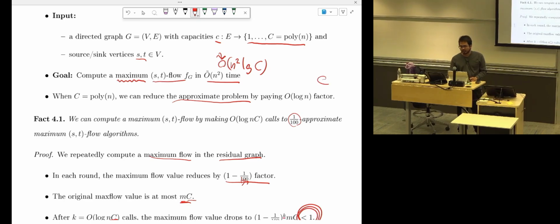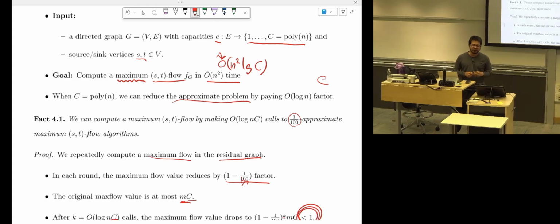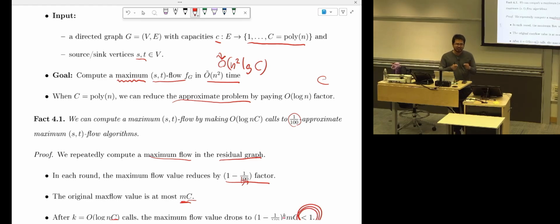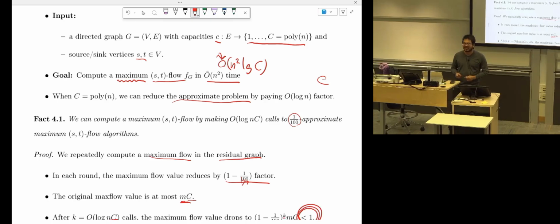But assuming that the capacity is exponentially big, sometimes I don't find that so natural, because just to store the number, you need a lot of bits already.